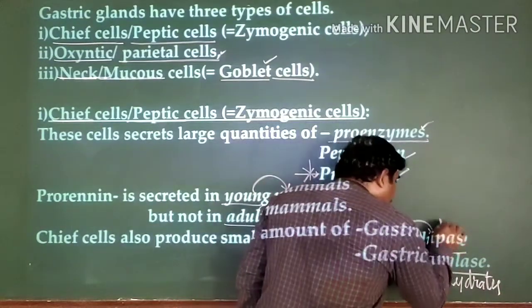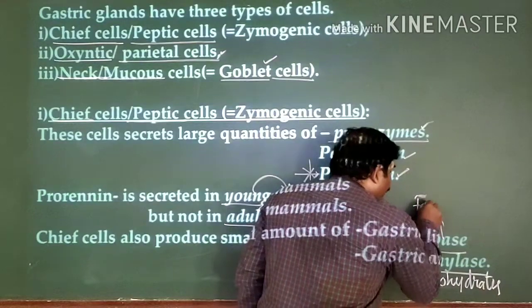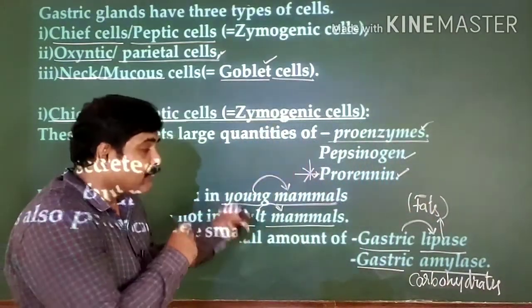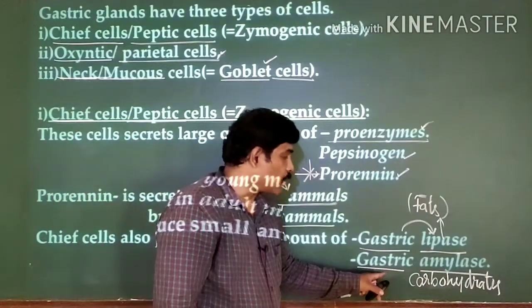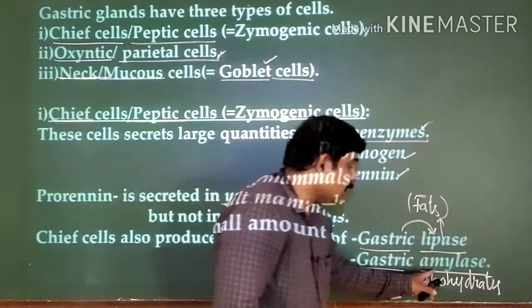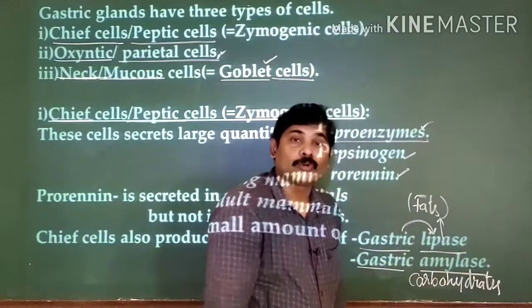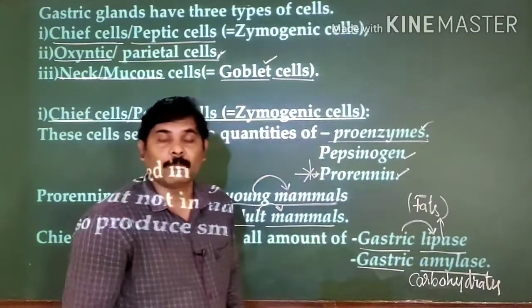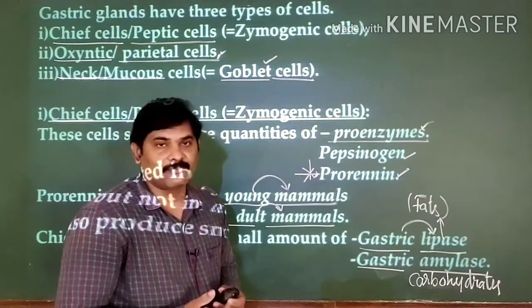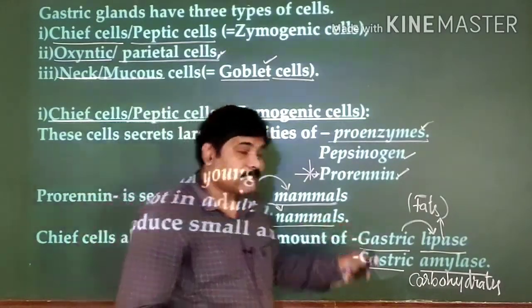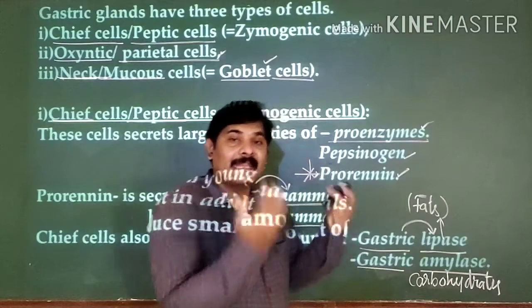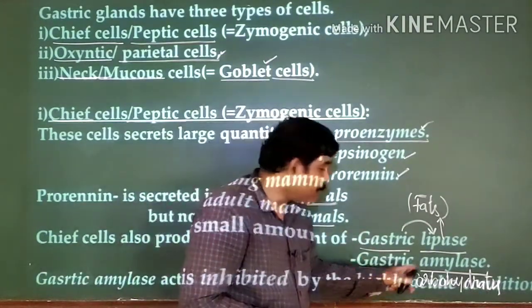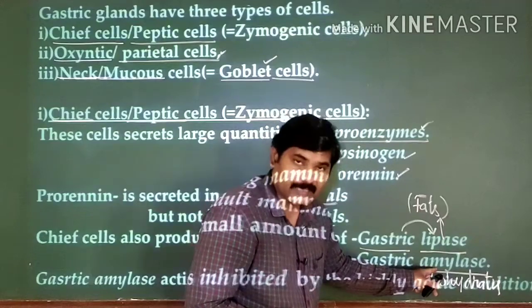Carbohydrates. Gastric lipase acts on fats or the lipids. But there is a very interesting point related to this one. Though the gastric amylase is released into your stomach, the digestion of the carbohydrates will not take place. Why? What is the reason for that? I said the gastric juice has a highly acidic nature. At a high acidic nature, it inhibits the function of the gastric amylase.